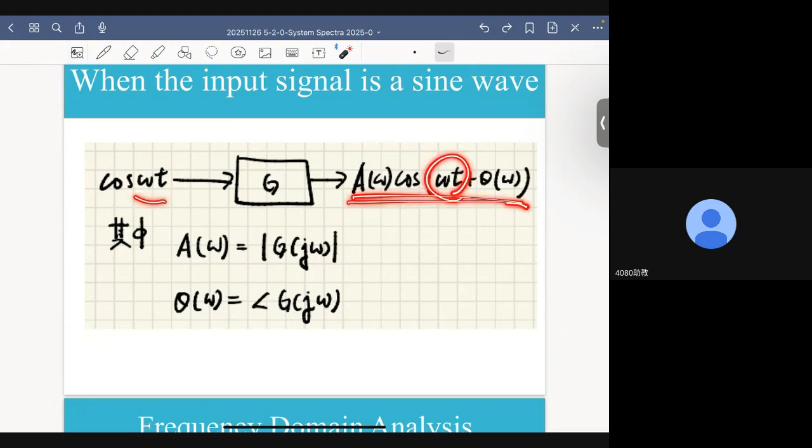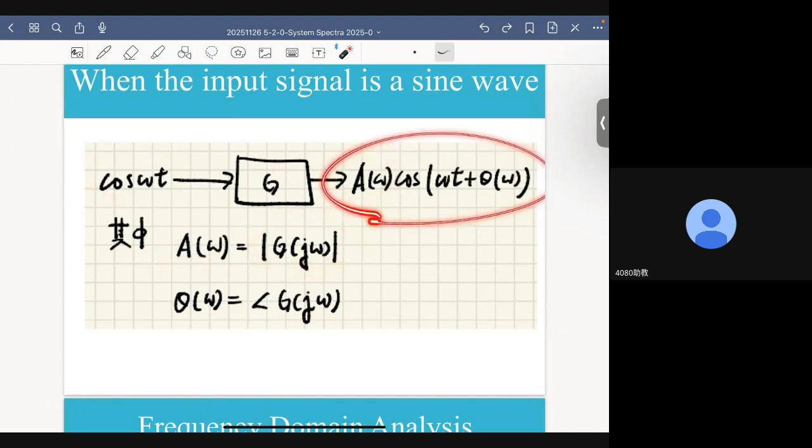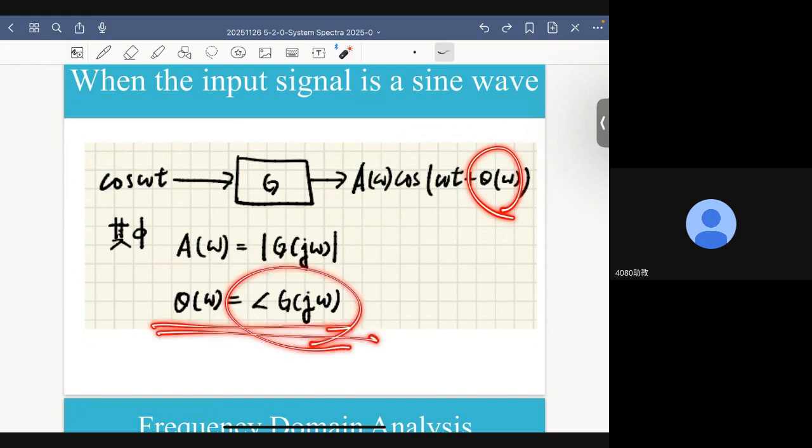Same frequency, okay? But different amplitude. Here, the amplitude is 1. Here, the amplitude is A(omega), where A(omega) is the amplitude spectrum of the system. And here, the output compared to the input has an additional phase angle. And the phase angle happens to be the phase spectrum of the system, okay?